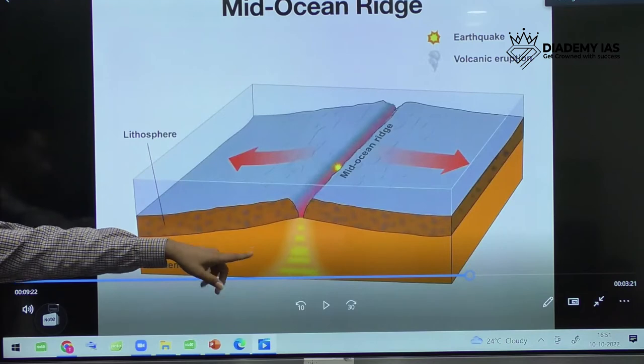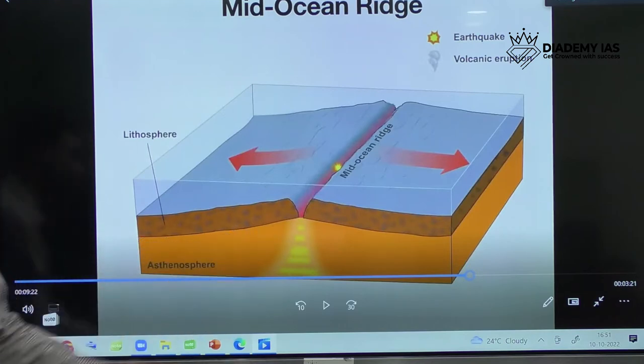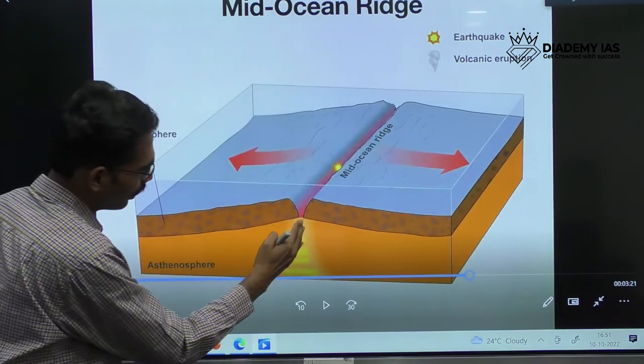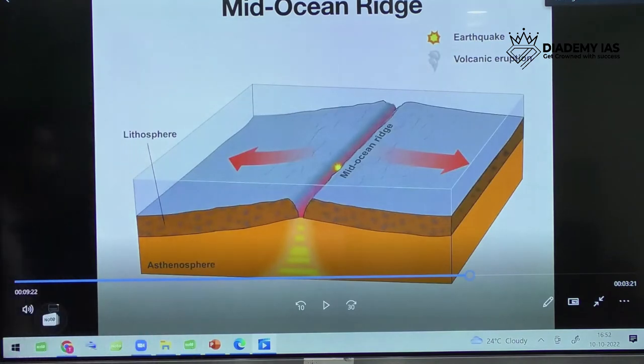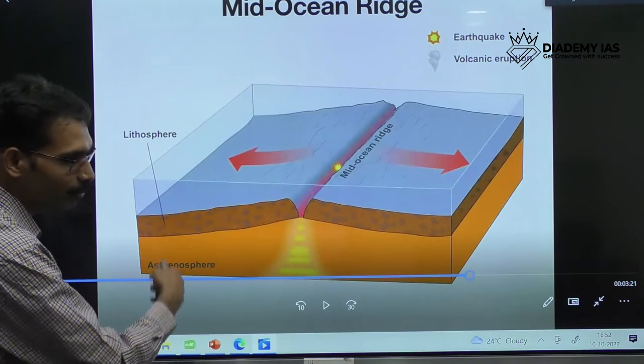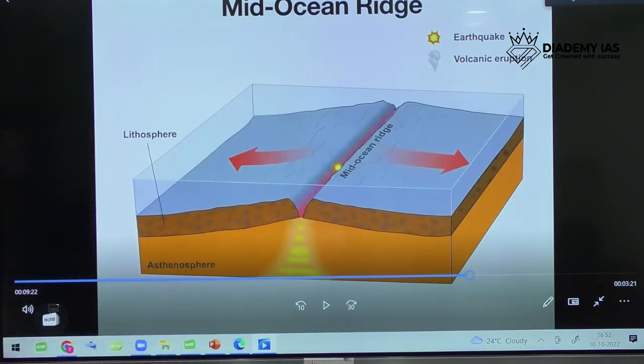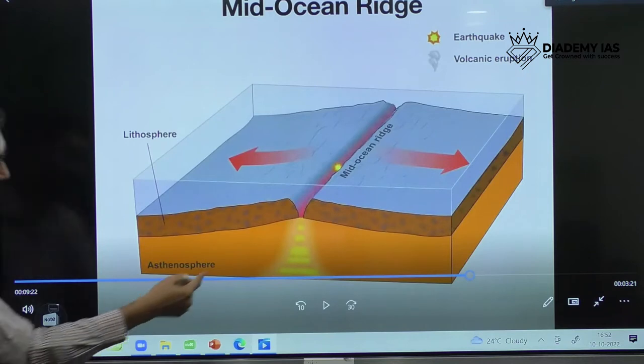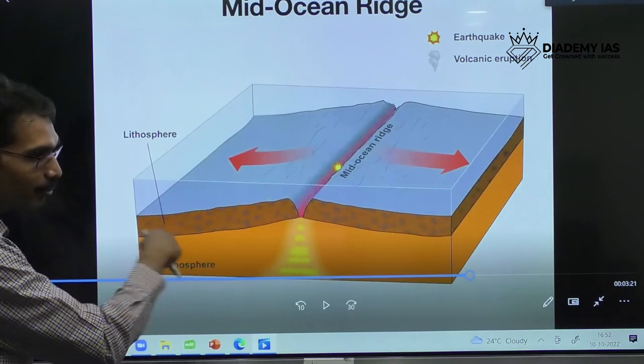So now did you get how the asthenosphere is causing this? This asthenosphere is the source of magma, the source of lava in volcanic eruptions. Because of this, we have seen there is a continuous movement of the asthenosphere and magma also. Because of this movement, why is that movement happening?